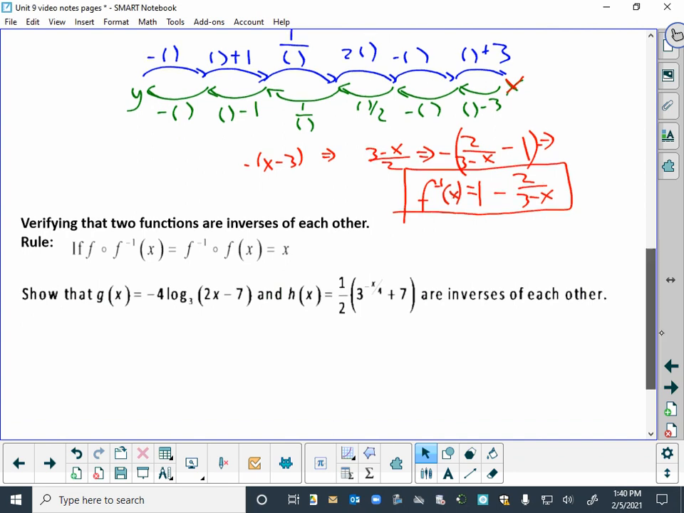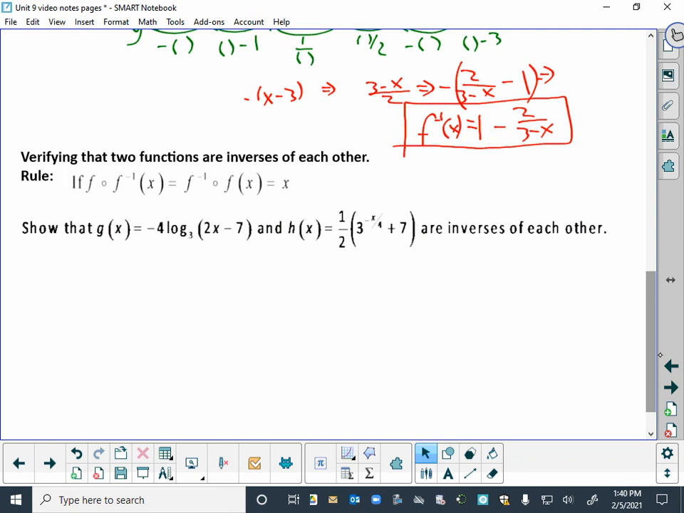Sometimes you'll be asked to verify that two functions are inverses of each other. For everything we're going to run into in this class, if one is an inverse of the other, then the other is the inverse of the one, and it will work out that way. If you go far enough in math, it's not always that way.